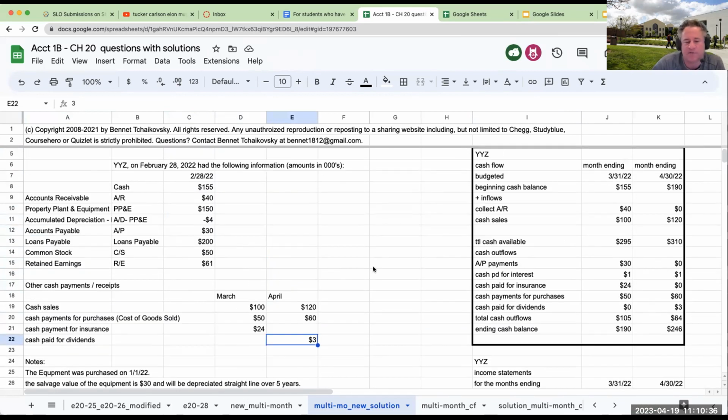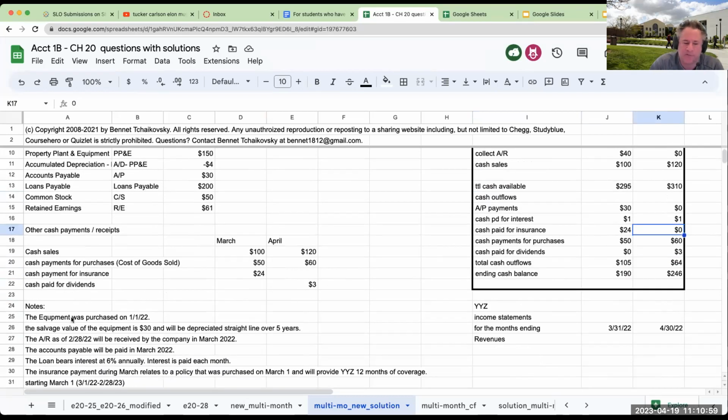Cash paid for dividends. If you look at the chart over here, you'll notice that cash sales show up as cash inflows. Cash payments for purchases, the 50 and the 60, and cash paid for insurance are 24 and 0.